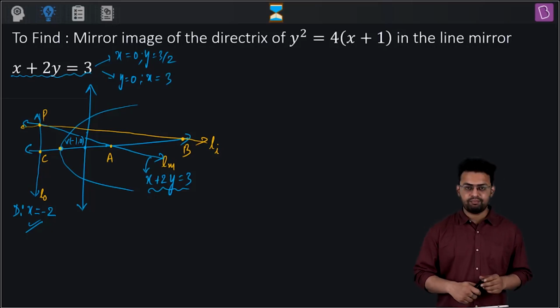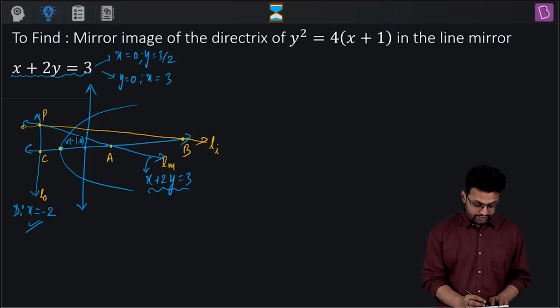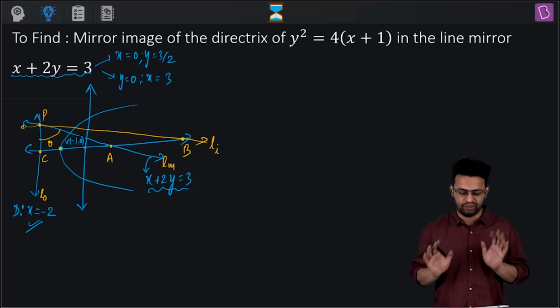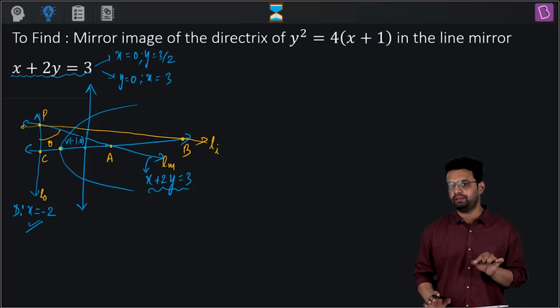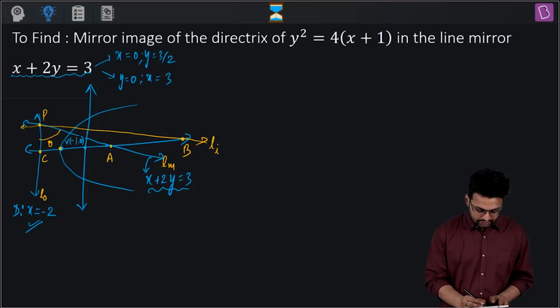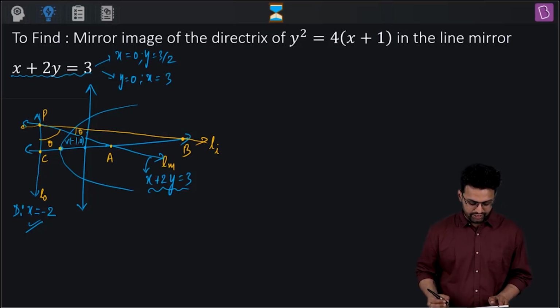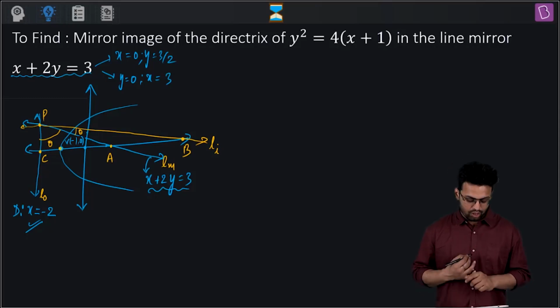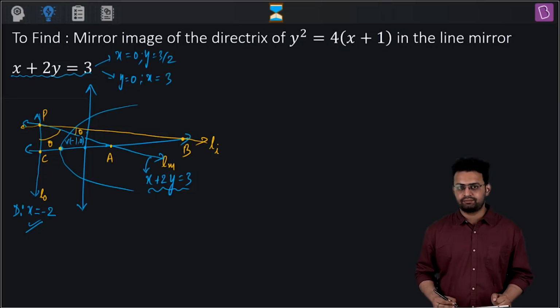So that means if my directrix is acting as an incident ray, and if I'm assuming this angle, angle CPA, as theta, just have a look at the figure because the figure is not drawn that neatly. I'm not that good in drawing. So angle CPA is theta. That means angle APB is also going to be theta. Why? Because in the middle there is a mirror. Directrix is acting as an incident ray and L_I is acting as a reflected ray. Right?